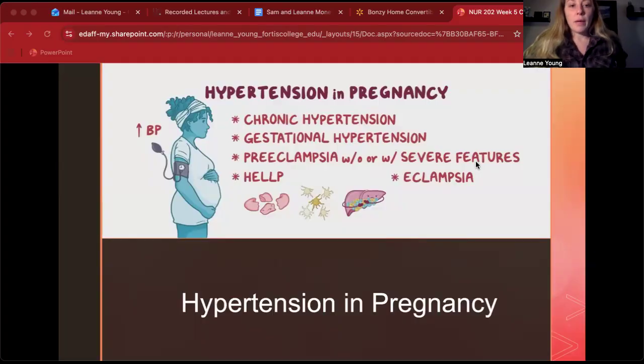So we can break it up into chronic hypertension, gestational hypertension, preeclampsia with or without severe features, HELLP syndrome, and then eclampsia. Okay, all of these have to do with our blood pressure, and these are all considered high risk during pregnancy.